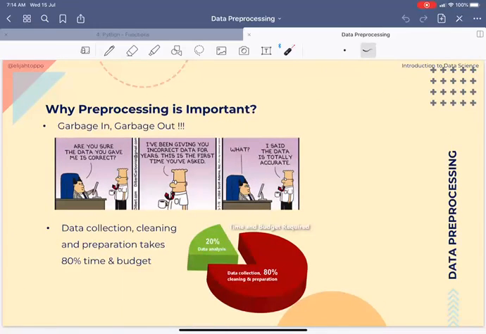Okay. So these are a few of the reasons why we need to pre-process data. So we asked why pre-processing is important. Pre-processing is important because for a machine learning algorithm, when you give garbage, you will get out garbage. There is absolutely no way out of it.